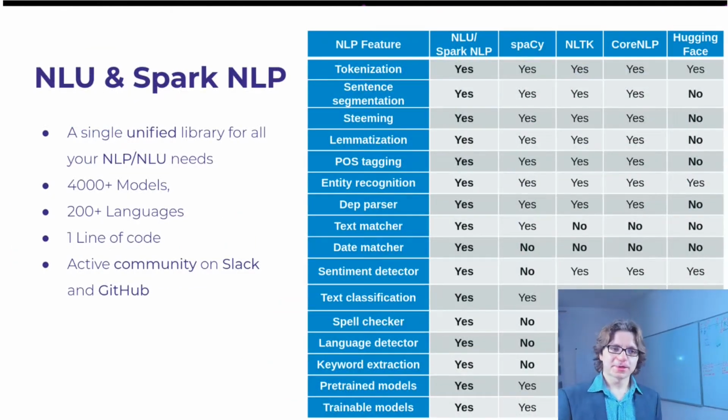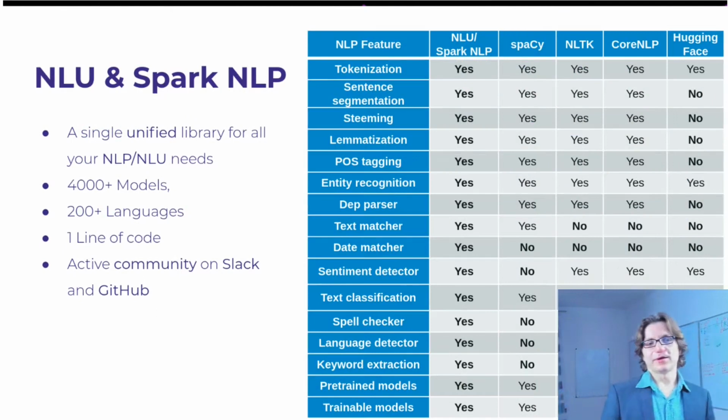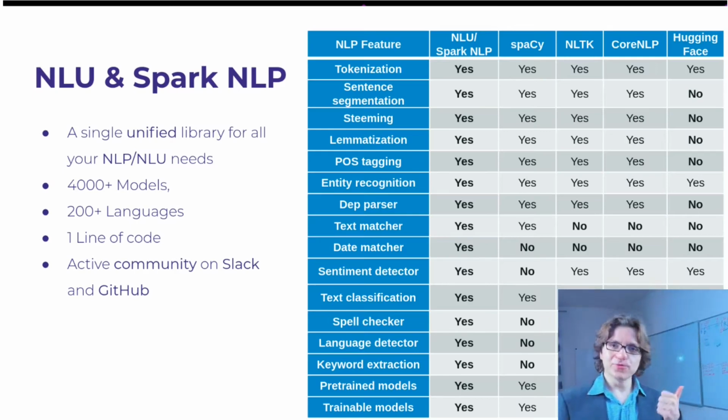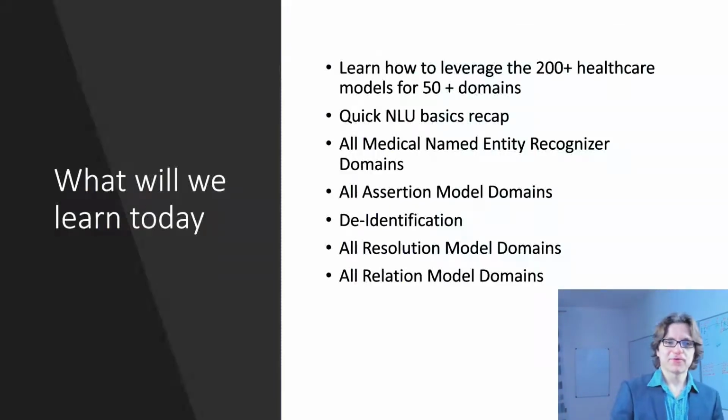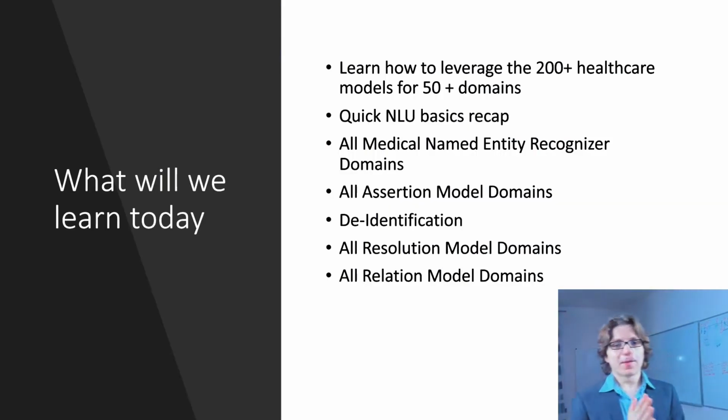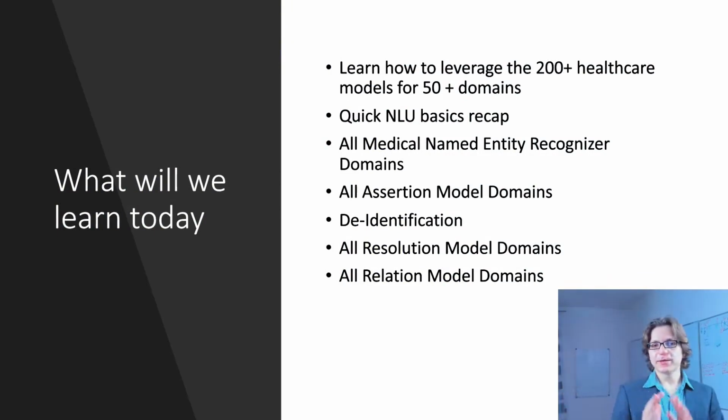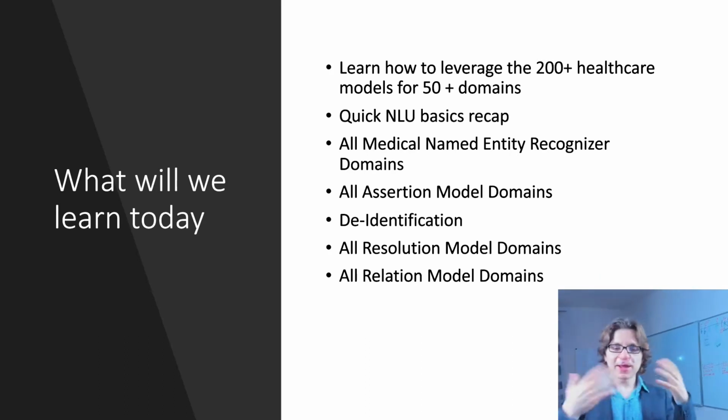And if you look at all the features and all the models, you really see why. Spark NLP and nowadays also the NLU library has all of the features you could wish for. And in over 4,000 models in over 200 languages. And with NLU in just one line of code. But you might already know this. We've done a couple of webinars for that. Today we will attack the healthcare domain with NLU. And I will show you how you can use any of the 200 healthcare models for the roughly 50 domains of healthcare problems. And I will explain them all to you and show them to you with concrete examples.